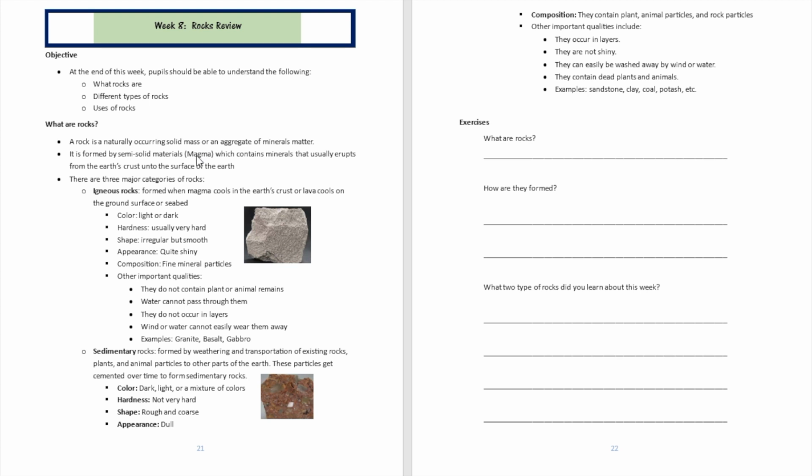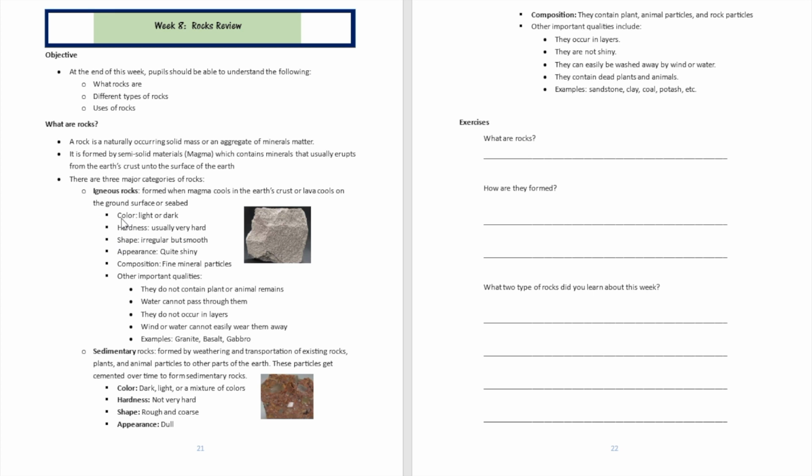Somebody say magma. Okay, well, it's a semi-solid that comes out of the Earth's crust and jumps onto the surface, especially in a volcanic eruption or some other eruption like that. It comes up from the Earth's crust onto the surface, and when it cools down, it becomes a rock for us. Now, there are 3 major categories of rocks: igneous rocks, sedimentary rocks, and then we are going to talk later about the 3rd kind, which is metamorphic rocks.